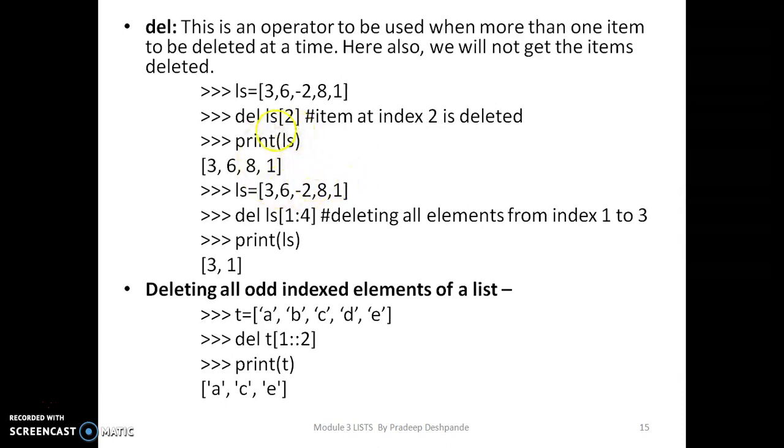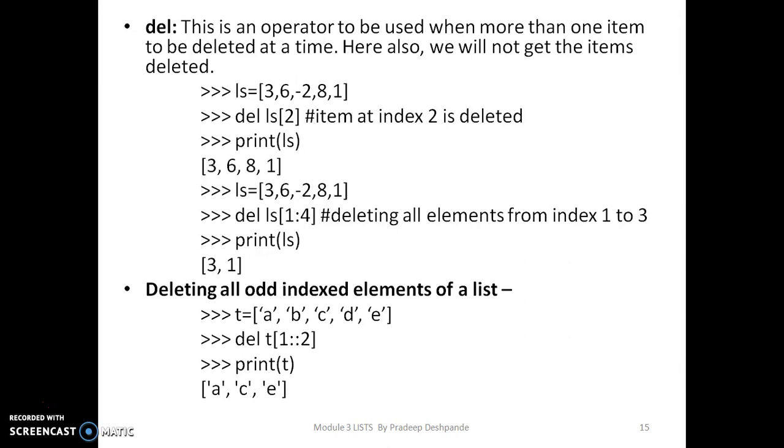Whenever you mention the end of the region at the time of slicing, it will always take n minus 1. So it will remove the elements from index 1 to index 3. In the remaining list, it contains only 3 and 1, 6, minus 2, and 8. That is 1, 2, 3, so 3 positions will be removed there.